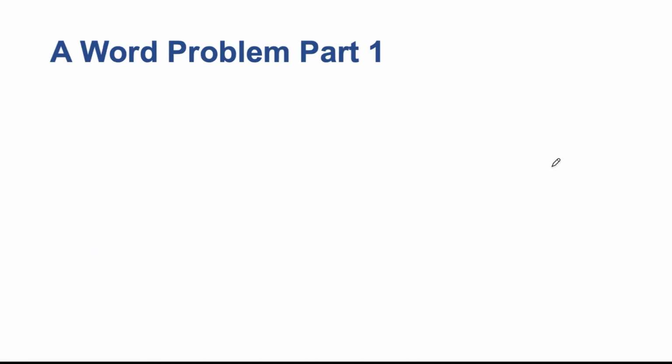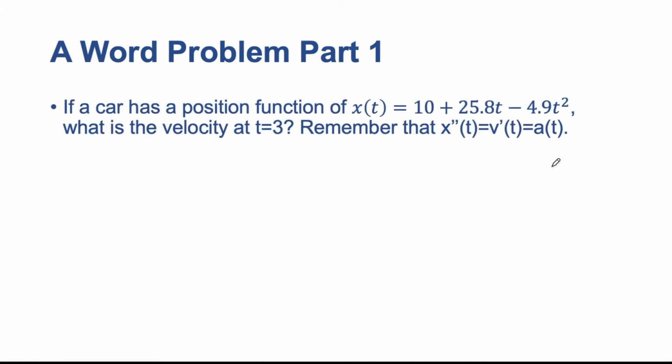All right, so now let's do a word problem. I did promise we'd do one later. This one is going to involve a little physics. If a car has a position function of x of t equals 10 plus 25.8t minus 4.9t squared, what is the velocity at t equals 3? So let's remember that the second derivative of the position function is equal to the first derivative of the velocity function, which is equal to the acceleration function.